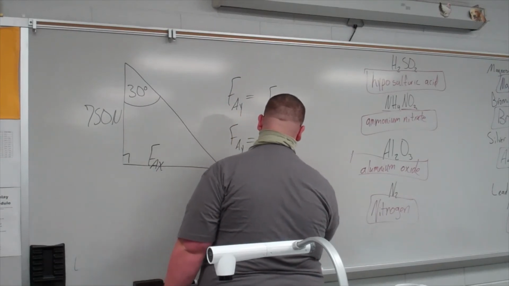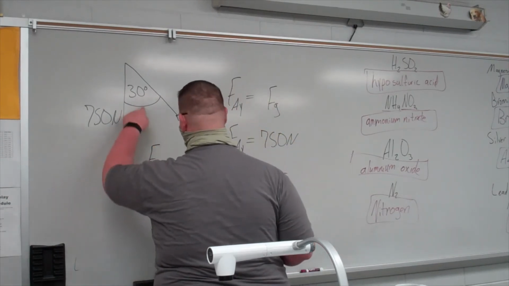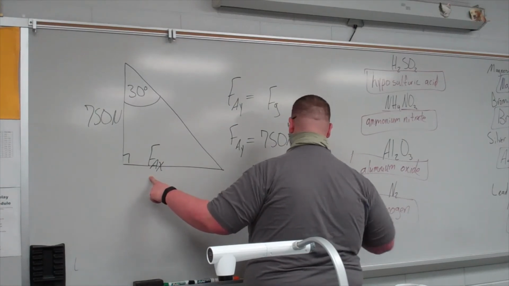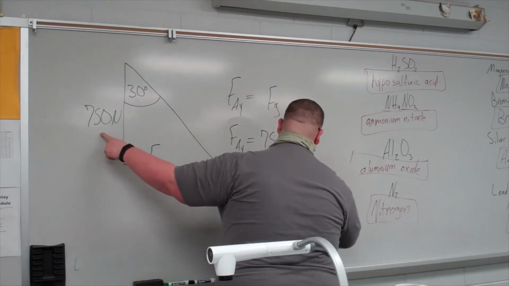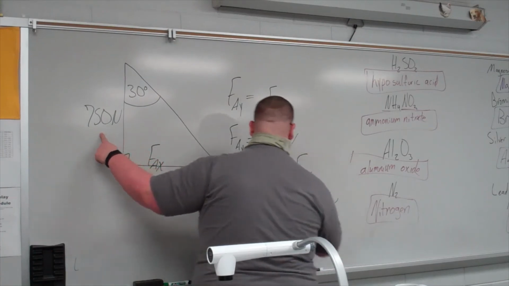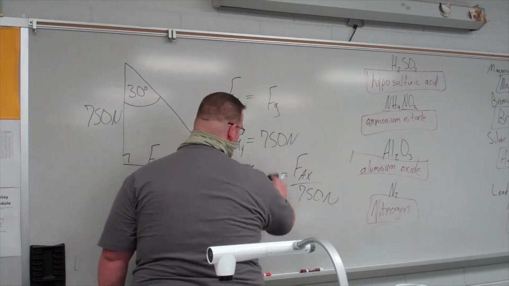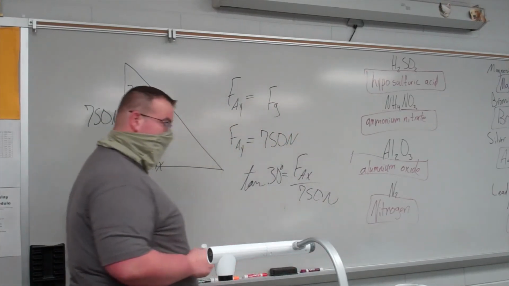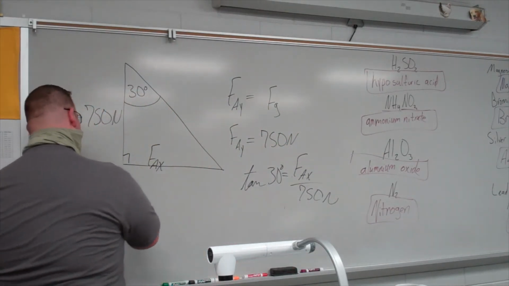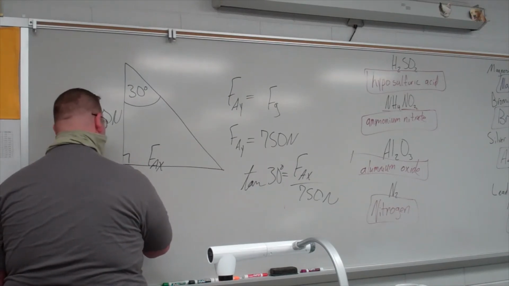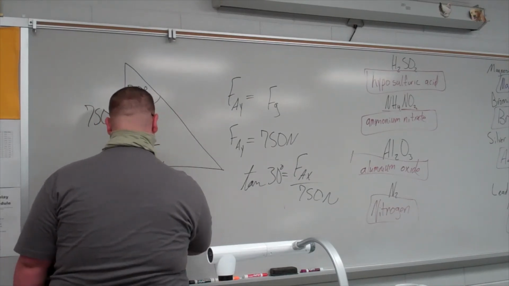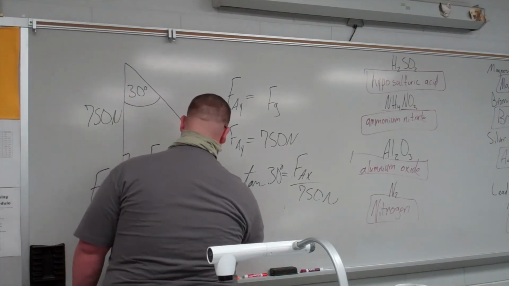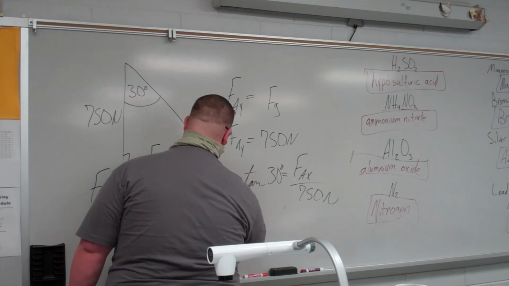Tangent of theta is equal to opposite, F_Ax as Thomas called it, over adjacent, 750 newtons. Theta is our angle, it's 30 degrees. So now we'll have F_Ax is equal to 750 newtons times the tangent of 30 degrees.